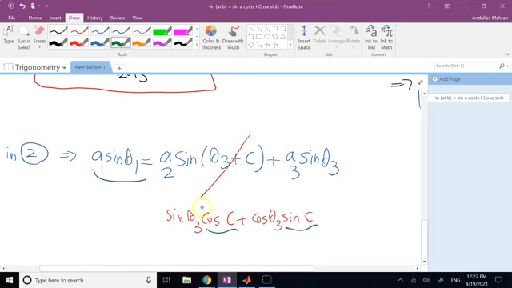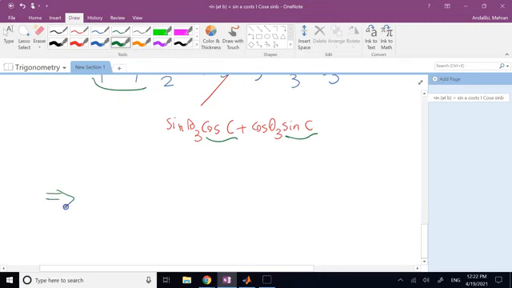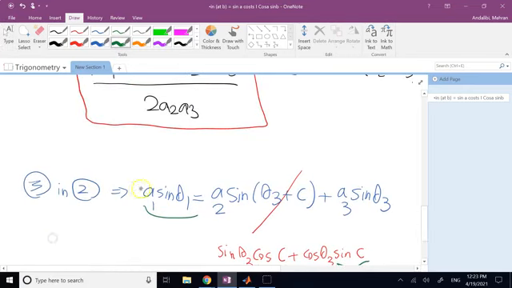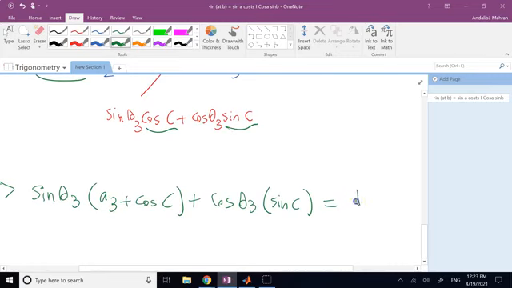And now if I factor out the sine theta 3 between this first term and the last term, then I will get something like this. Sine of theta 3 times what? Times a3 plus cosine of c, plus cosine of theta 3 times sine of c. This is equal to another constant here. If you don't mind, I would call this d, because it's a given number, equals d. So now, if you look, my equation is now simplified to this. And now I can call these constants e and f, because again, they're constants. So now my equation is like this: e times sine theta 3 plus f times cosine theta 3 equals d. Now I have one equation, one unknown, with given numbers e, d, and f.